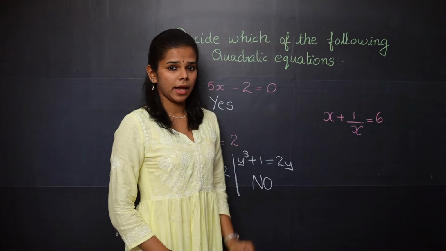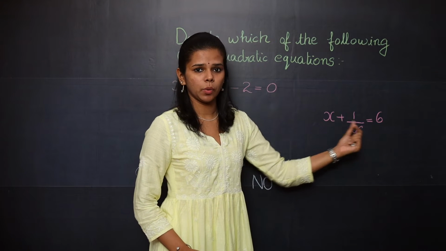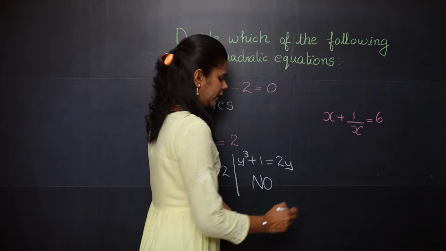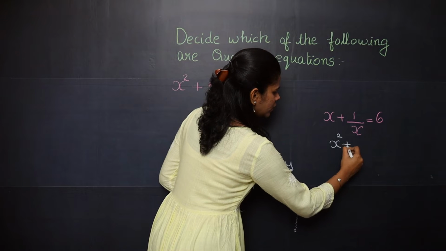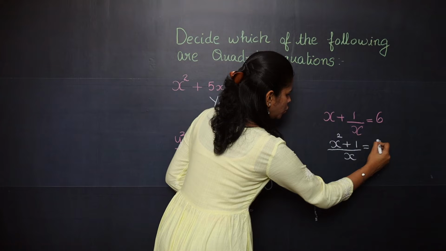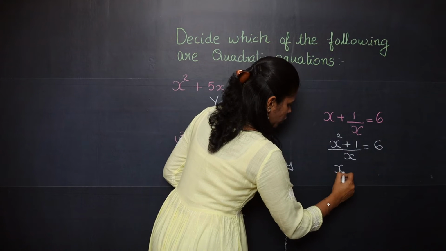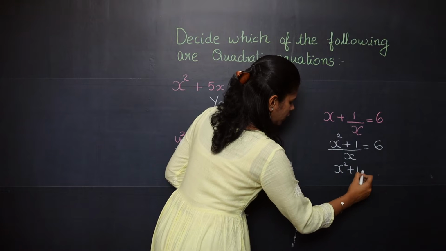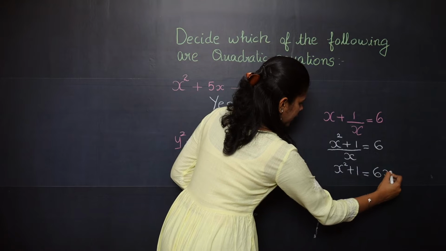Now let us see the last sub-question. x plus 1 by x is equal to 6. Again I am going to take the LCM. So it becomes x square plus 1 the whole divided by x is equal to 6. Now I am going to cross multiply. So x square plus 1 equal to 6 into x, that is 6x.